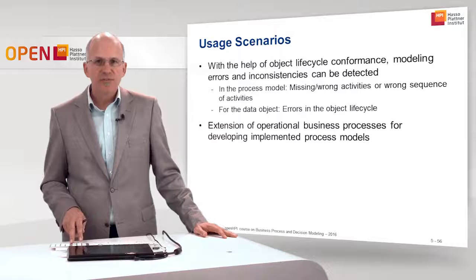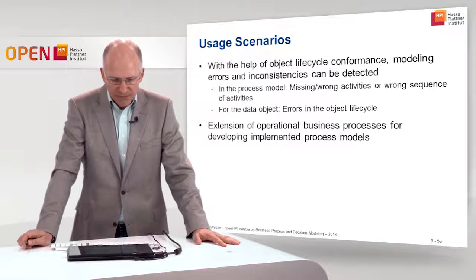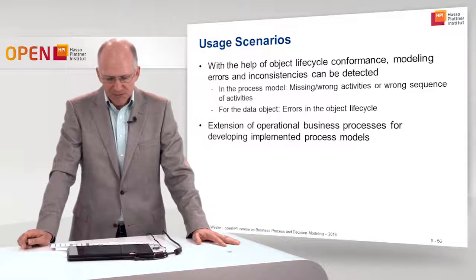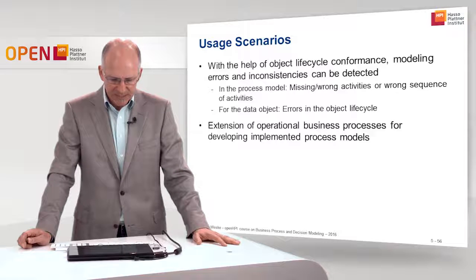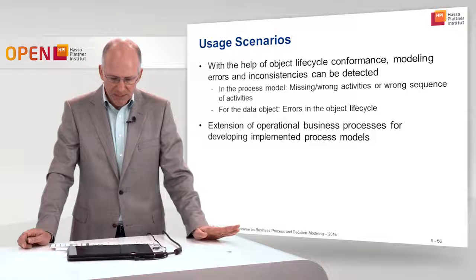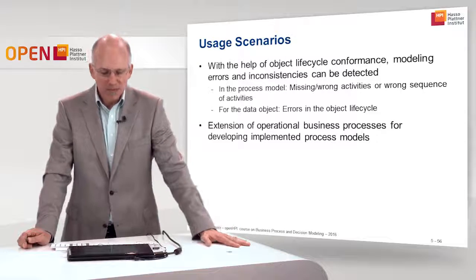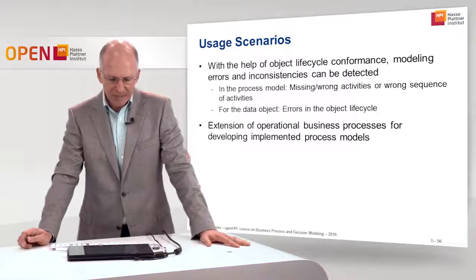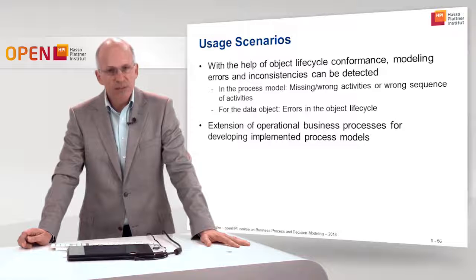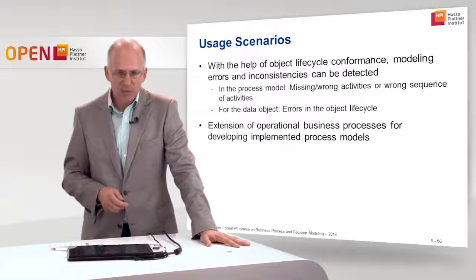Usage scenarios of this technique are twofold at least. With the help of object lifecycle conformance, modeling errors and inconsistencies between process and data can be detected. In the process model, there might be missing or wrong activities or even wrong sequences of activities. Our initial example showed this case. But also we might be able to find inconsistencies or errors in the data object. So the data object lifecycle might also contain errors, and we might be able to detect these errors looking at the process.